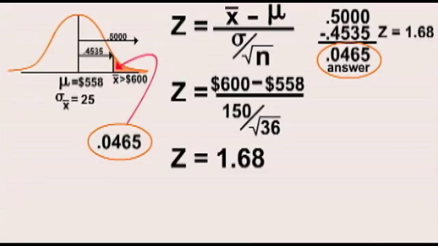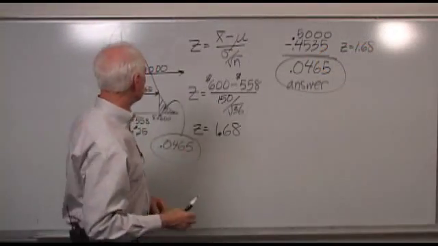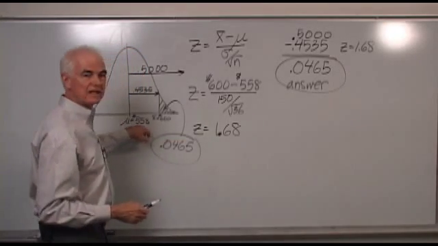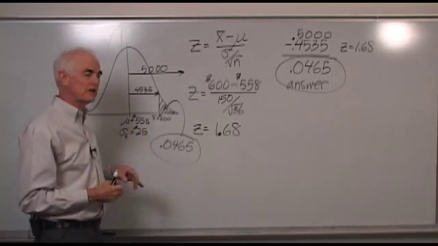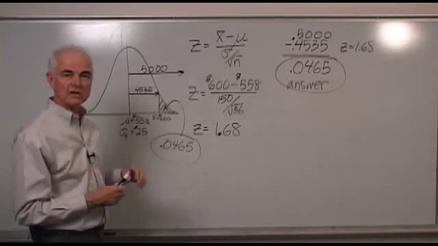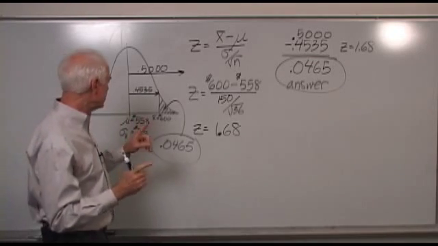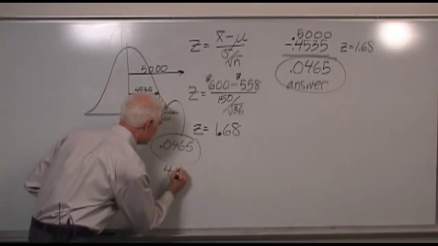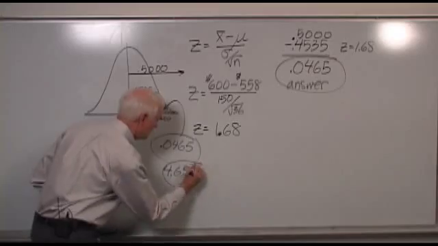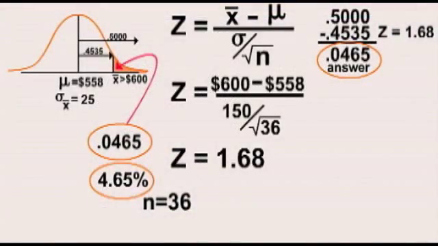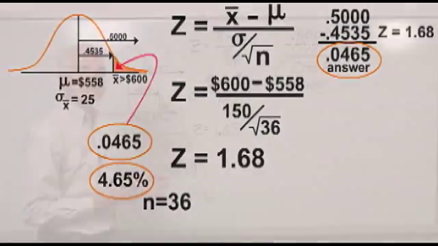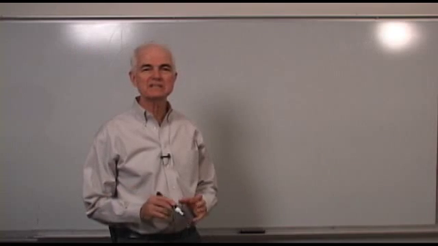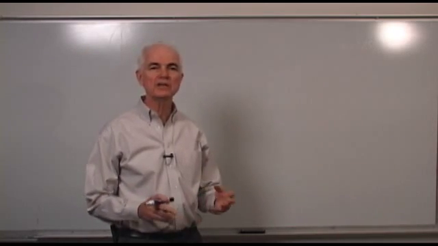So we can conclude, given that the average woman in the United States spends $558 annually on consumer electronics with a standard deviation of $150, that only 0.0465, or 4.65%, of the time would we get a sample of 36 women who average more than $600 spending annually on consumer electronics. On that same consumer electronics study, we want to look at another problem.